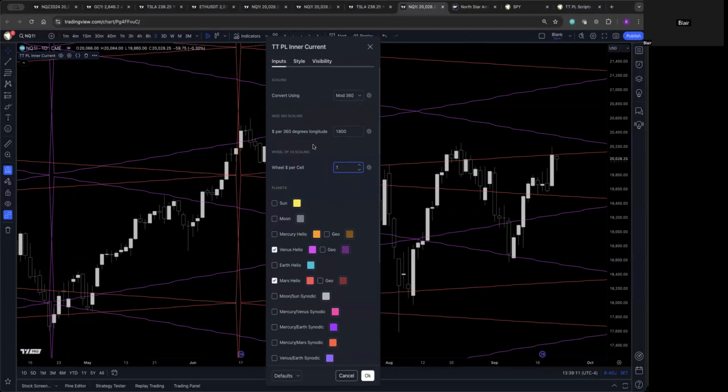Okay, so the point is we now have two scaling methods. You select the scaling method you want to use in this dropdown. It's either mod 360 or wheel of 24. And there's two scaling settings, one of which is used and one of which is ignored, depending on what you choose here. So let's switch to wheel of 24. Now it's going to use this $1 per cell scaling factor.